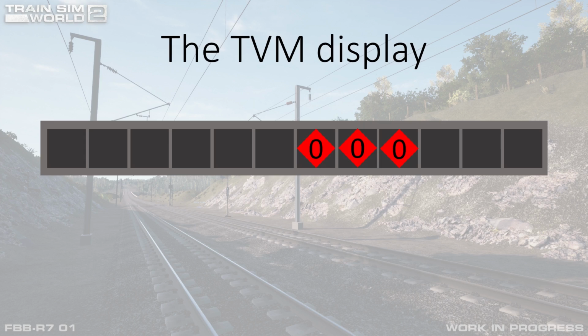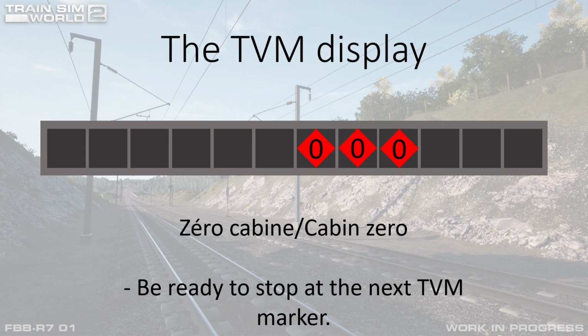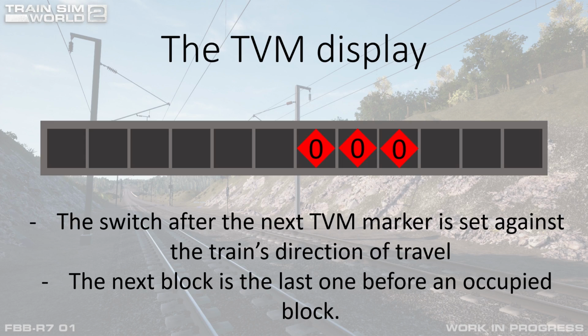Still from cells 7 to 9, red squares with black zeros. As said in the introduction, this signal aspect is called the zero cabin or cabin 0. You need to be ready to stop at the next TVM marker from this point. It is used in the following situation. If the switch after the next TVM marker is set against your train's direction of travel. If the next block is the last one before an occupied block. More details on that later.